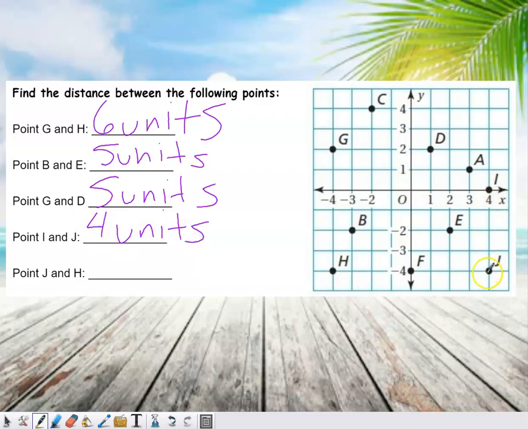And point J and H, 1, 2, 3, 4, 5, 6, 7, 8. 8 units. Make sure you have this all written down. Pause the video. Write down any questions that you have that you would like to email me if you are confused, or questions to come to Zoom and ask. Pause the video now. Make sure you have these notes completed.